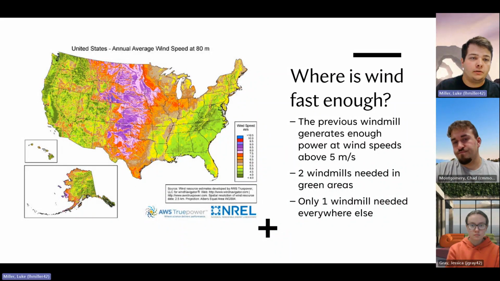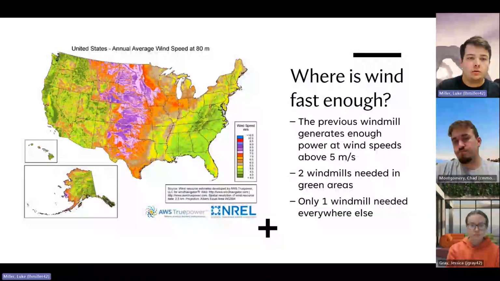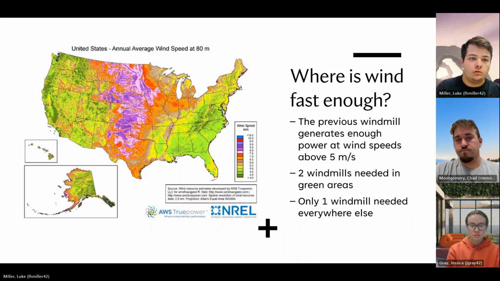So it'll only be here where it'll be able to output 10 kilowatts on average, but it still generates enough power all the way down to 5 meters per second, which you see here is about at the top of the green. So everywhere except the green, you only need one windmill. And if you got below that, the green areas, you need 2 windmills, and that encompasses pretty much the entire US. So this would be a usable option for all of the US.